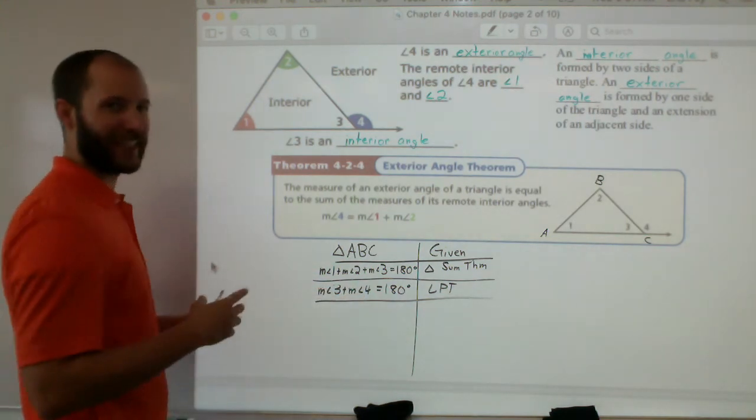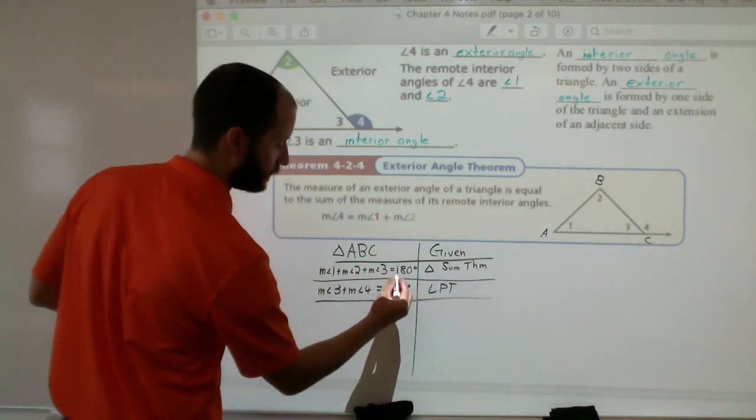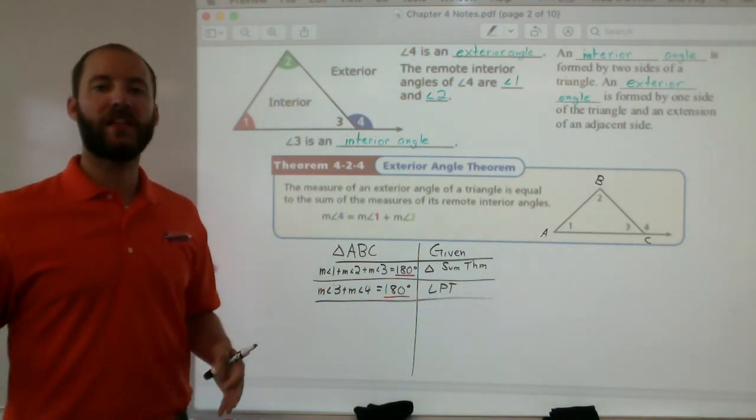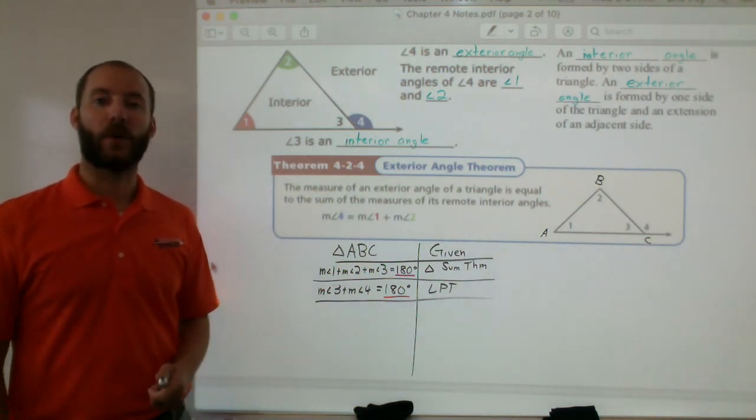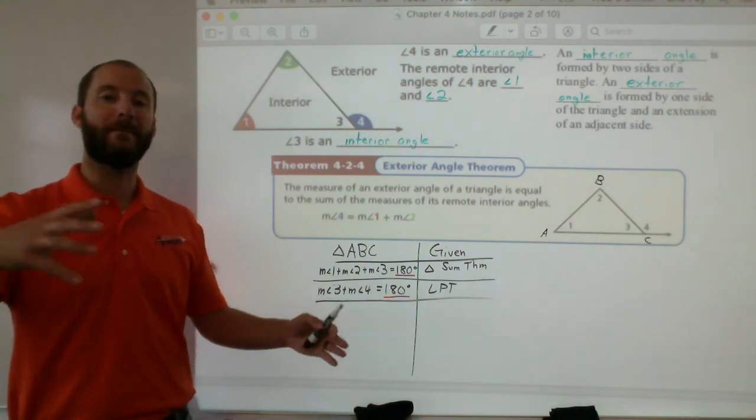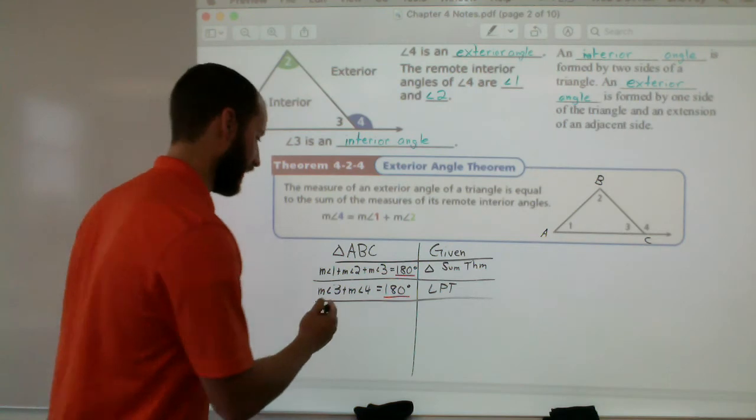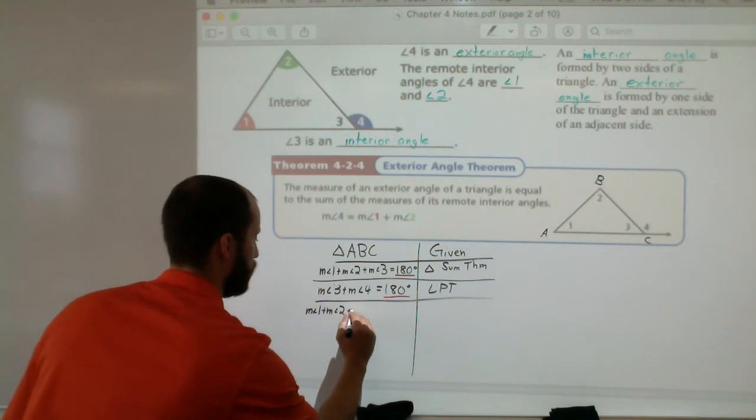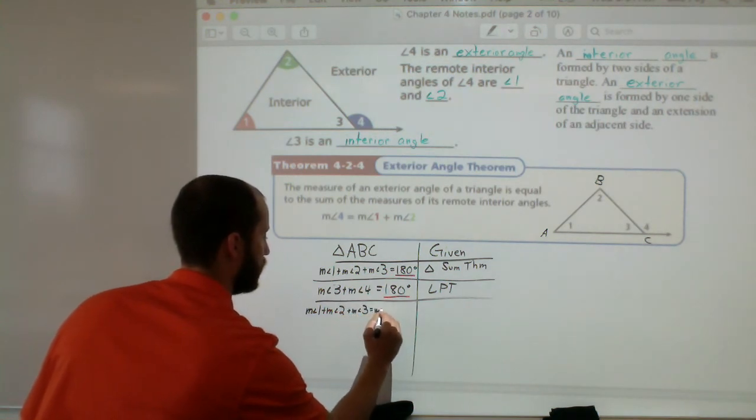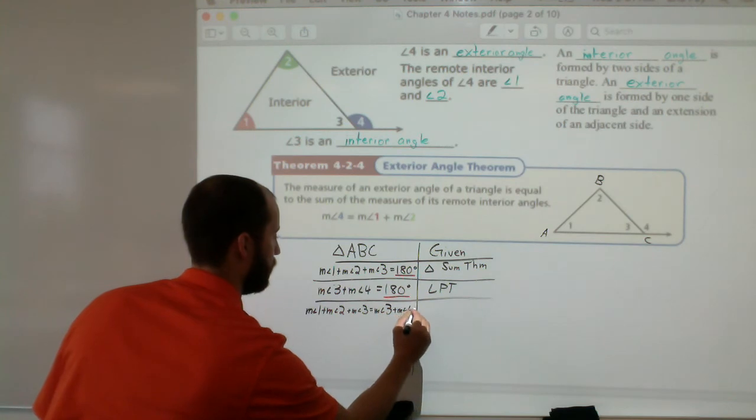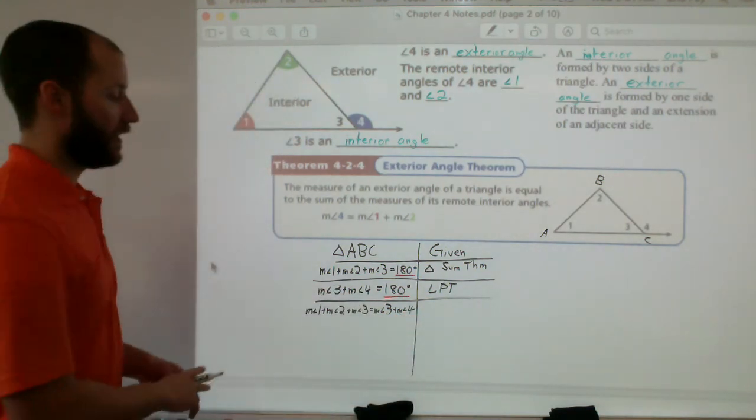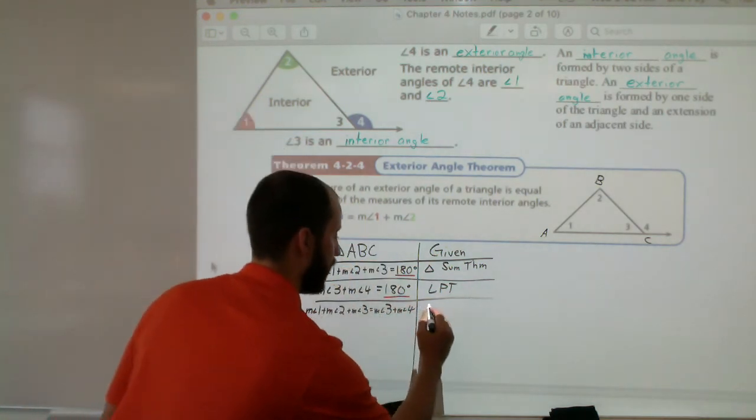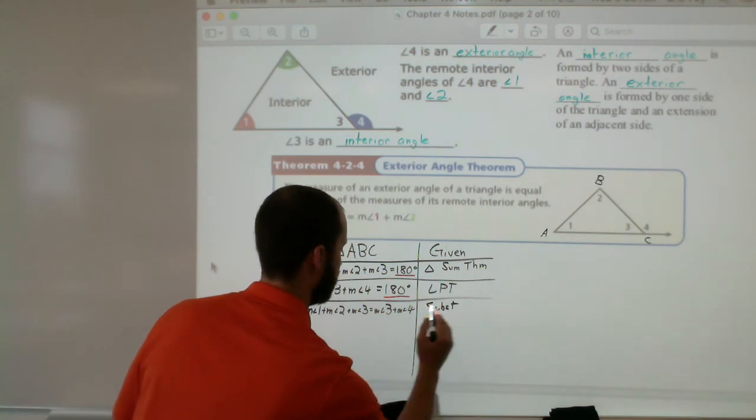And here's the real kind of key that unlocks this proof. All of these summations together add up to 180 in both equations. That means that we have something connecting them. Measure of angle 1 plus the measure of angle 2 plus the measure of angle 3 equals the measure of angle 3 plus the measure of angle 4. Okay? If all of these summations equal 180, that means all of these summations equal each other. And we can say that is some substitution.